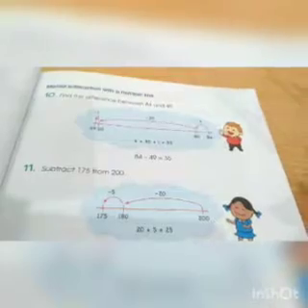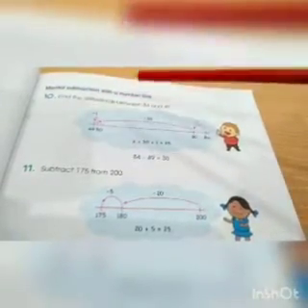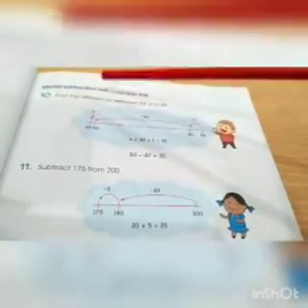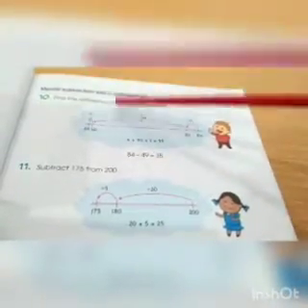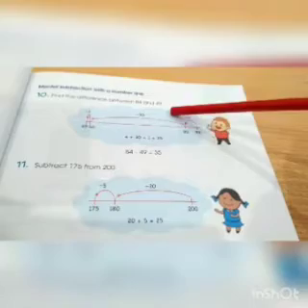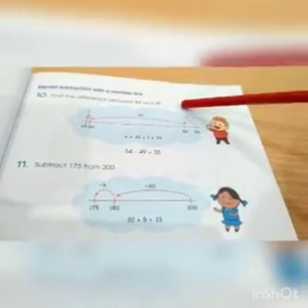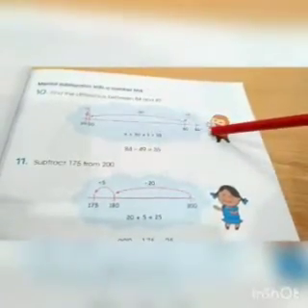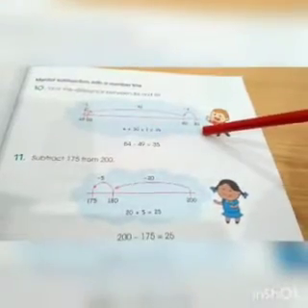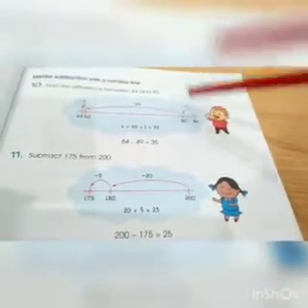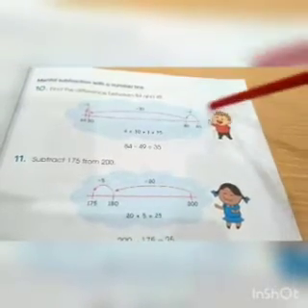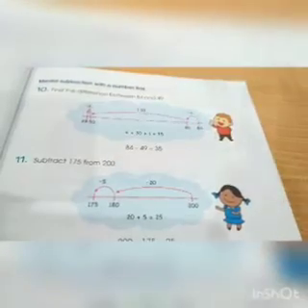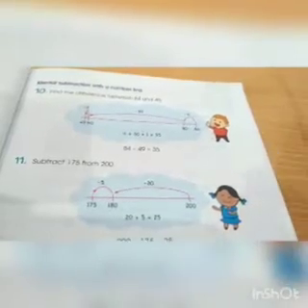Moving toward page number 42, mental subtraction with a number line. Question number 10. Find the difference between 84 and 49. You can see a number line from 49 to 84. On the left side, class, you know that in maths we can solve all questions from the left side.